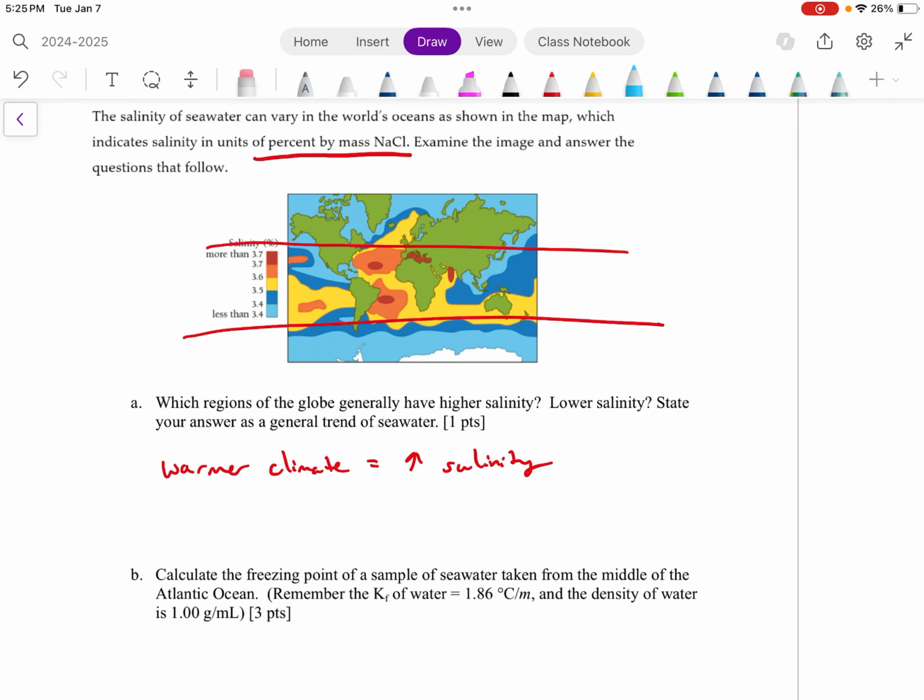A lot of you guys were trying to say that, oh, closer to the coastline gives you higher salinity. Well, but look up all the way over here and all the way over here, right? That's not supported by the image. The image had to justify what you were saying. So that's what we were looking for there.